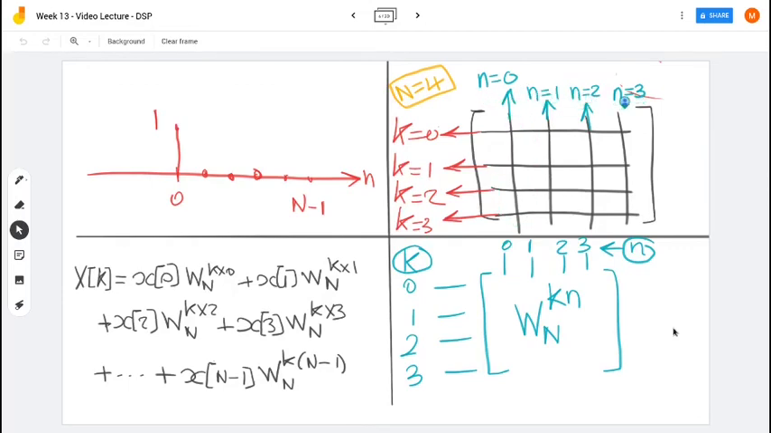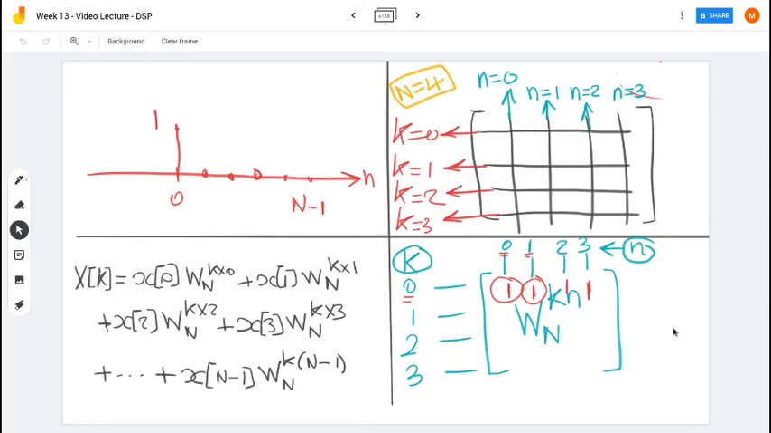So in order to find the entries of this matrix, it's simply W_N to the power kn. To compute the very first value over here, it's W_N to the power kn, where k is equal to 0 and n equal to 0. So W to the power 0 is 1. This entry will be W_N to the power kn. Here k is equal to 0, n is equal to 1, so W to the power 0 is also 1. That's why the very first row will always be 1, because k is always 0. And the same for the first column.